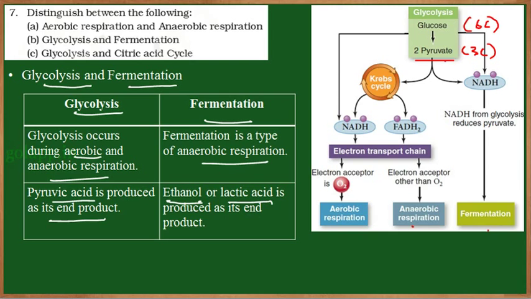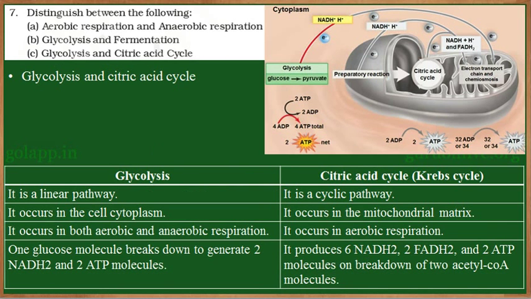So fermentation is of 2 types. Therefore, end products will differ based on the type of fermentation. Either it can give rise to ethyl alcohol or it can give rise to lactic acid. So these are the differences between glycolysis and fermentation. Glycolysis and fermentation both take place in the cytoplasm. Next one, the differences between glycolysis and citric acid cycle.